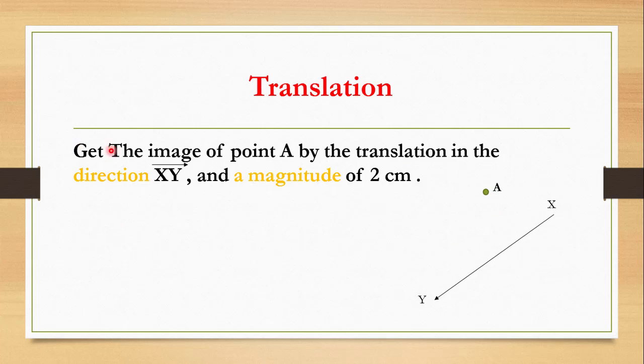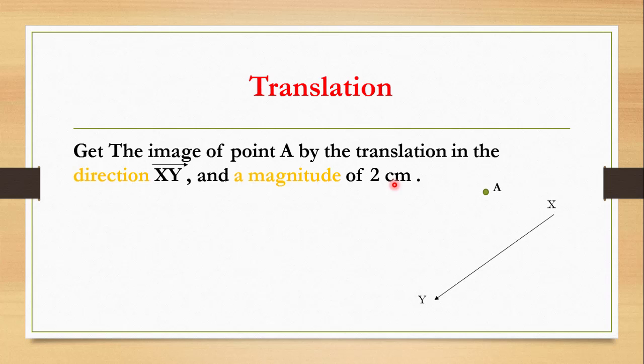For example, get the image of point A. Here we have point A. I want to get the image of point A by the translation in the direction XY, from X to Y, and a magnitude of 2 centimeters. So we want to move A in this direction, like the ray XY, by a magnitude of 2 centimeters.